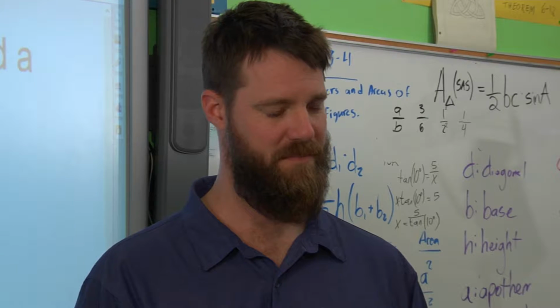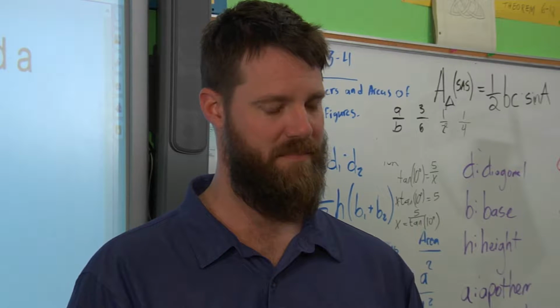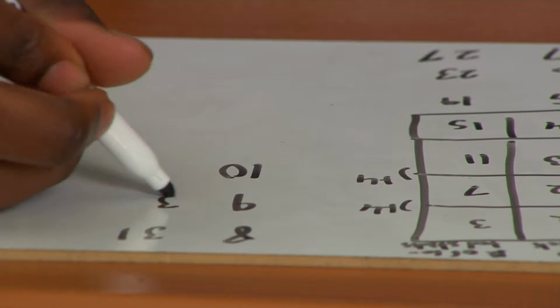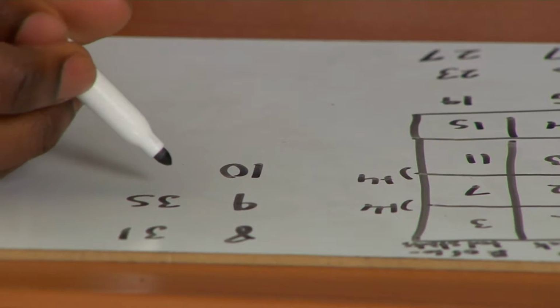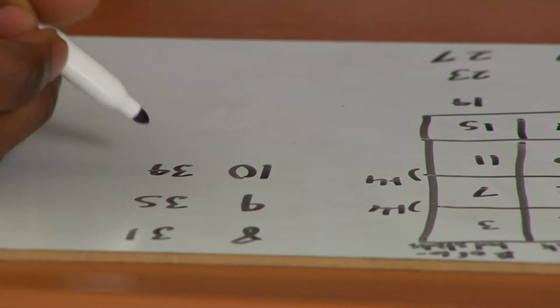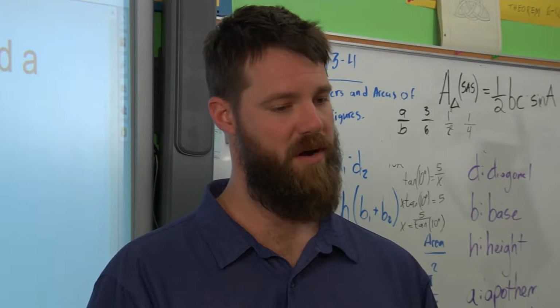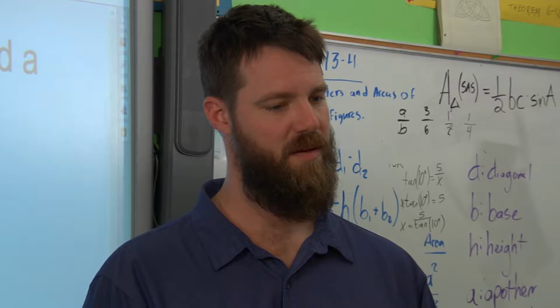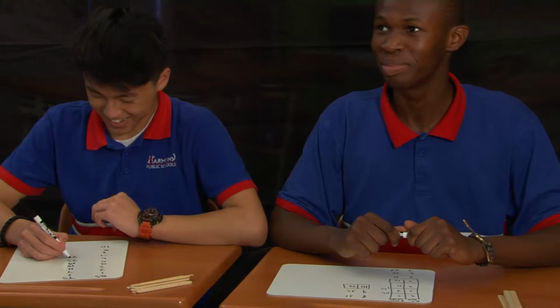When we get to 9, 31 plus 4, which is 35. And when we get to 10, 35 plus 4, which is 39. All right, so for 10, we're thinking 39 total sticks.